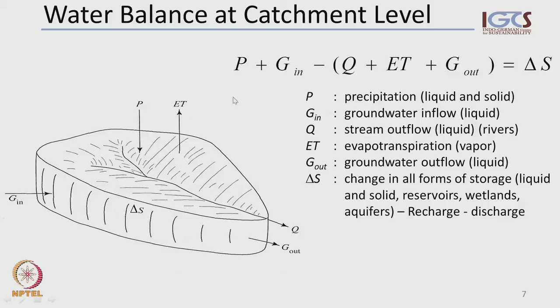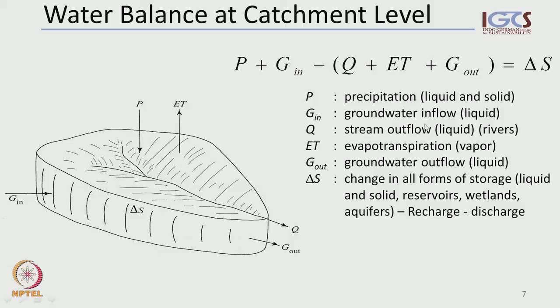Now, brought into a catchment level water budget, this equation will look like this. The sum of incoming minus the sum of outgoing amounts equals the change in storage. So what we mean by precipitation, it summarizes liquid and solid. So we have to measure both liquid and solid, if this is applicable.